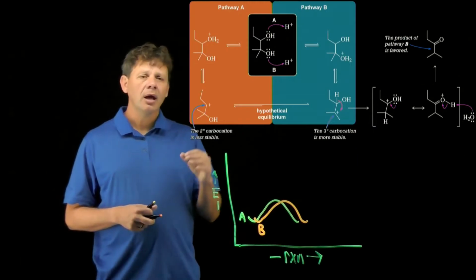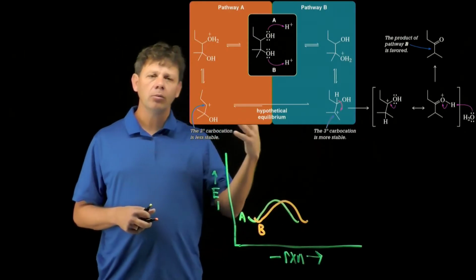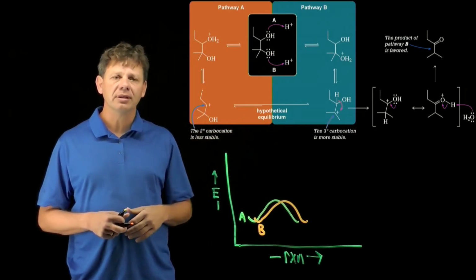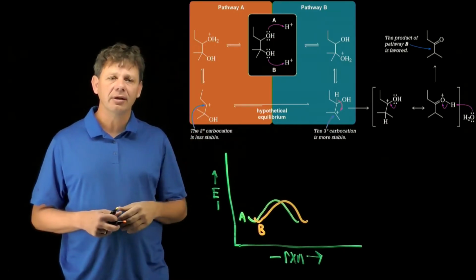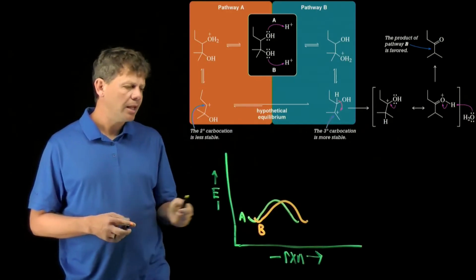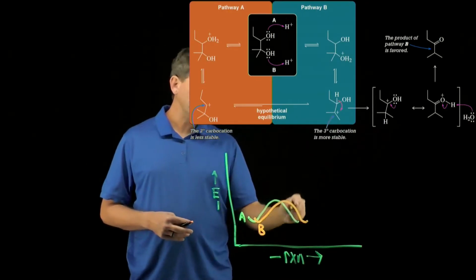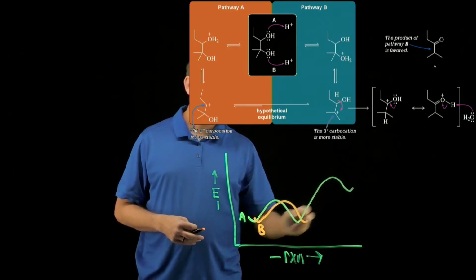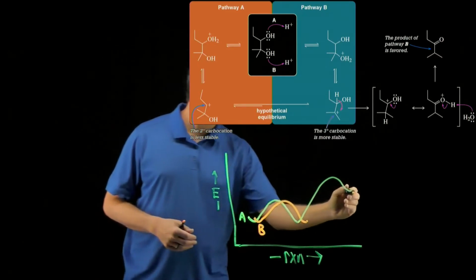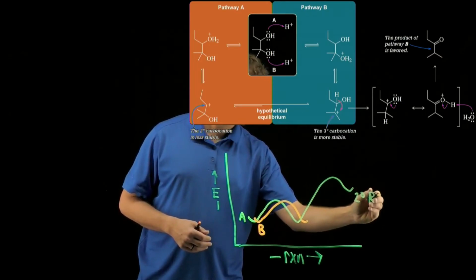Now at this point, we've protonated our alcohol. We've got a water molecule that's going to leave. In one case, it's going to leave from a secondary carbon to make a secondary carbocation. That's the case for A. Let's go ahead and draw what that's going to look like. That's going to be an uphill process as we form the carbocation. So we might show it finishing there. We'll label this as the secondary carbocation.